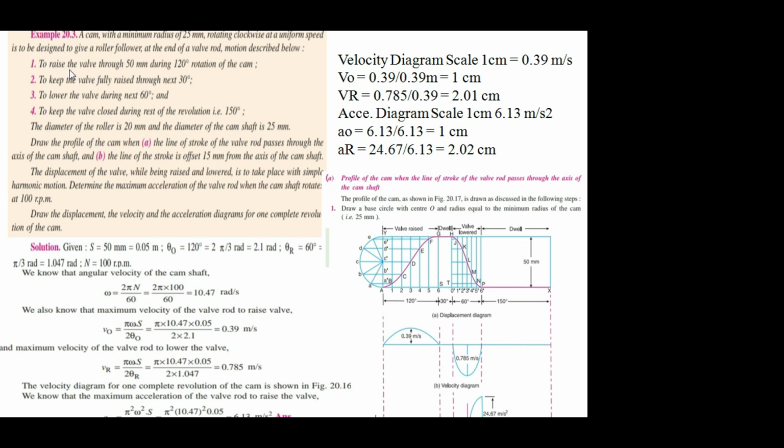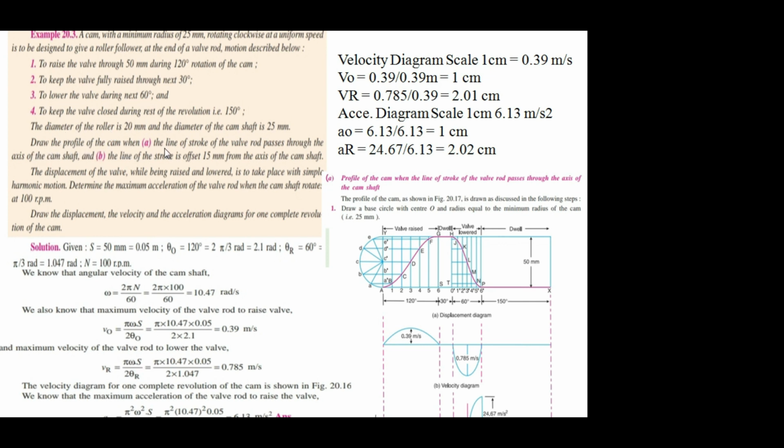Point number 1, to raise the valve through 50 mm during 120-degree rotation of the cam. Point 2, to keep the valve fully raised through the next 30 degrees. Point number 3, to lower the valve during the next 60 degrees. And point number 4, to keep the valve closed during the rest of the revolution, that is 150 degrees. The diameter of the roller is 20 mm and the diameter of the camshaft is 25 mm.